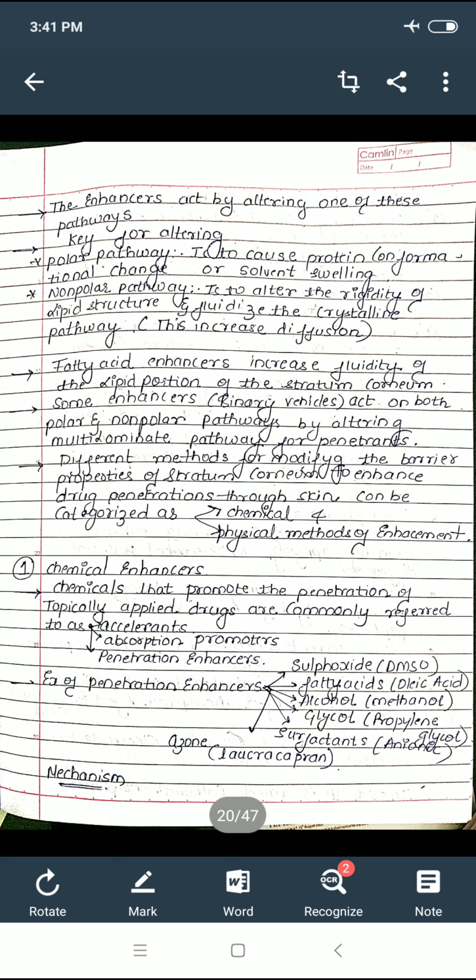Coming to the first one, that is chemical enhancers. Chemicals that promote the penetration of topically applied drugs are commonly referred to as accelerants or absorption promoters or penetration enhancers. Examples of such chemical penetration enhancers include sulfoxide, fatty acid, alcohol, glycol, surfactants, ozone, etc. So these are the examples of penetration enhancers.